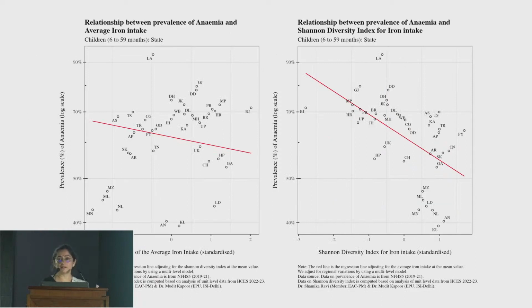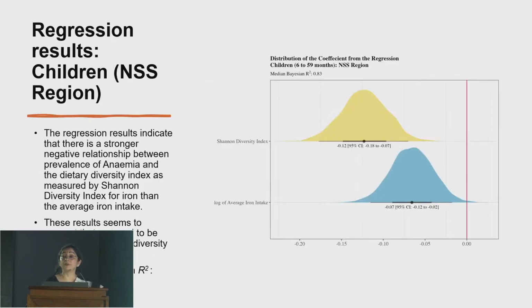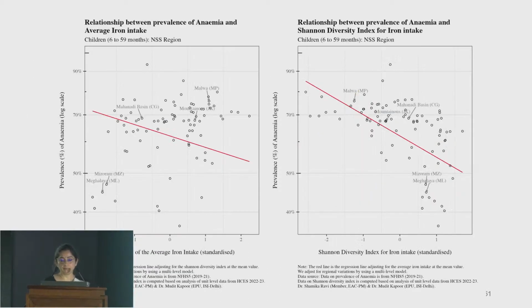And this is the regression result. This is for dietary intake of iron with anemia, and that is dietary diversity with prevalence of anemia. And you can see that the diversity matters a lot more, or it's much more strongly correlated. In fact, if we take this to NSS region, because we have more observations there, the results only become stronger. You see the coefficients are far negative.